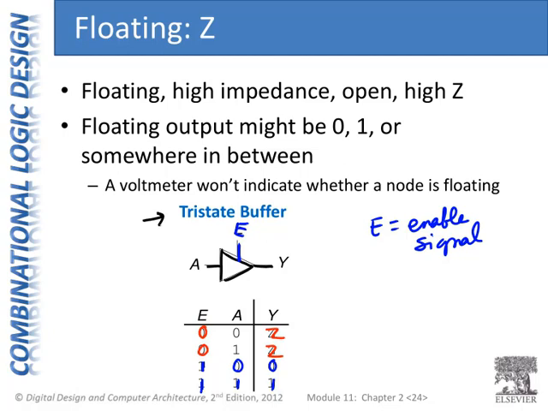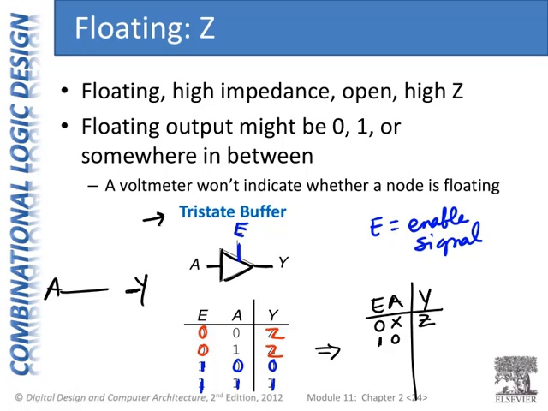So as another example of reducing this truth table, we could say when E is 0, we don't care what A is, the output is going to be floating, Z. What does that mean? Well, here's A, here's Y. There's now no connection between the two. Y is just floating. It's not driven to either 0 or 1. But when E is 1, it acts like a regular buffer. When A is 0, Y is 0. When A is 1, Y is 1.